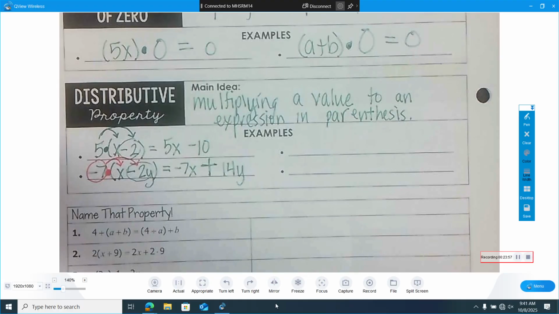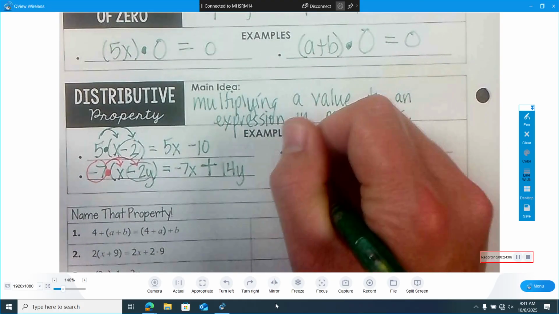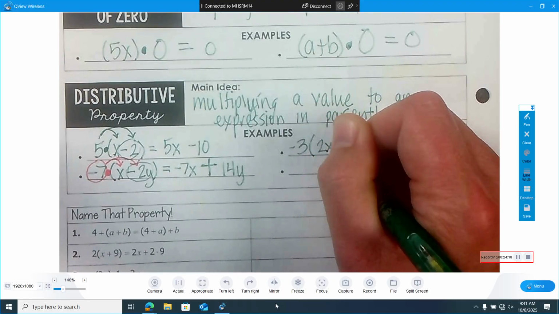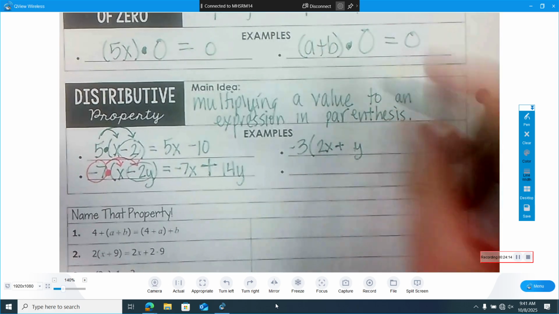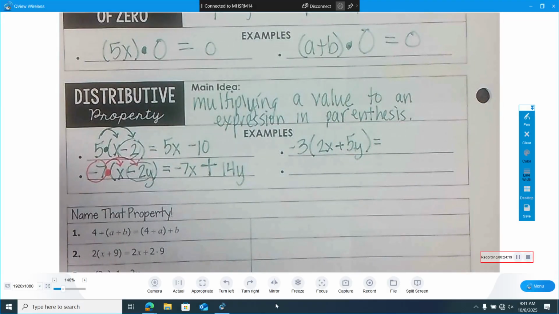How many of you have done distributing before? Okay. All right. Let's do one more here. Let's do negative 3 times 2x plus 2y. Oh, let's make it different. Let's make it 5, just so. Plus 5y. Negative 3 times the quantity 2x plus 5y.